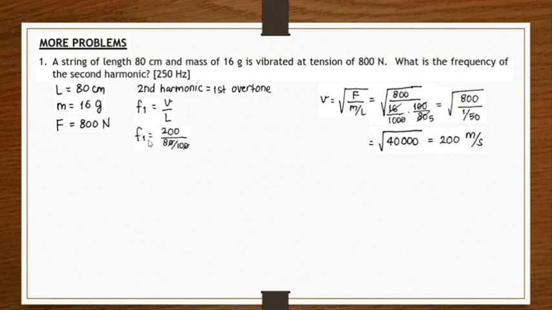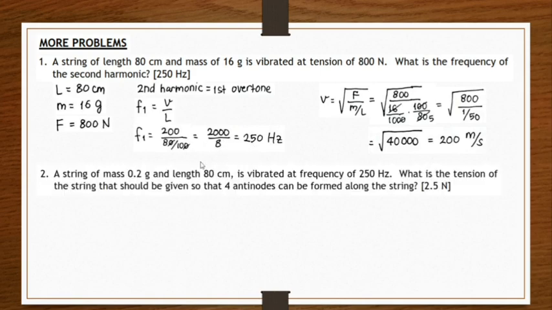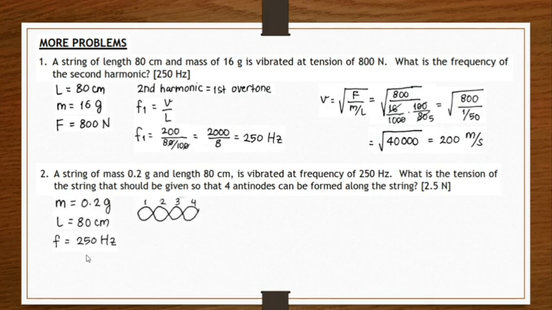So F1 can be calculated as 200, the V, divided by the length in meter. So it is equal to 2000 over 8 or 250 hertz. Number two, a string of mass 0.2 grams and length 80 centimeter is vibrated at frequency of 250 hertz. What is the tension of the string that should be given so that 4 antinodes can be formed along the string? So along the string, which is 80 centimeters, we want to have 4 antinodes.